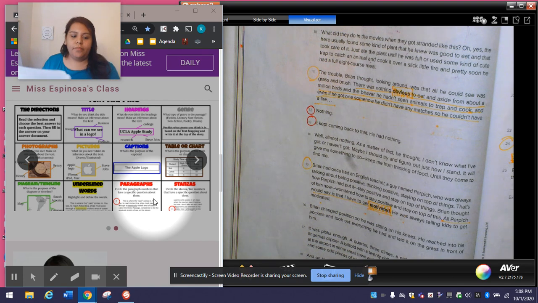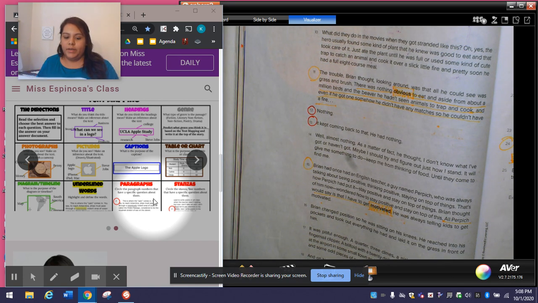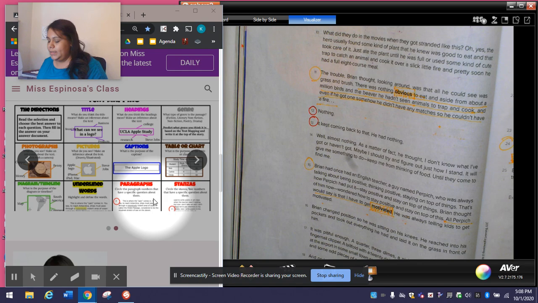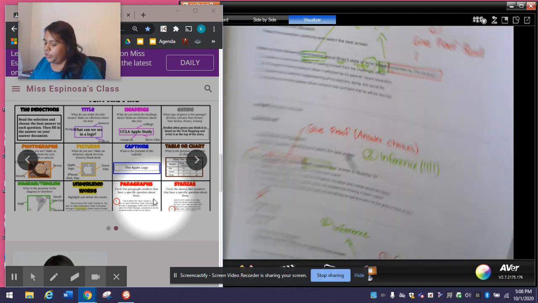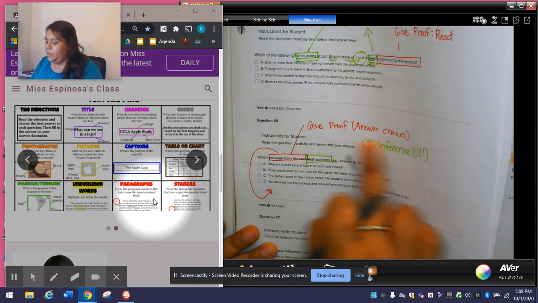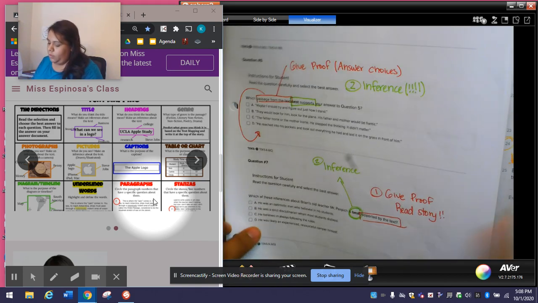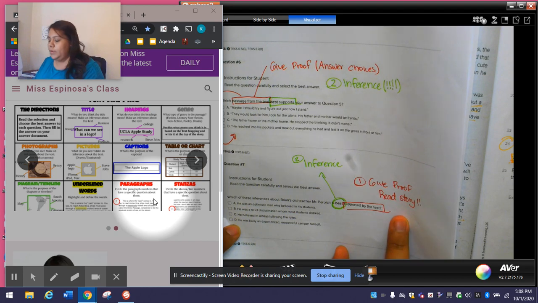Good. And then I am going to look at question number 5. I see that it says the whole text, so obviously I'm going to read the whole story. Which passage from the text? So I need to read the whole story. What is supported by the text? I need to read the whole story.